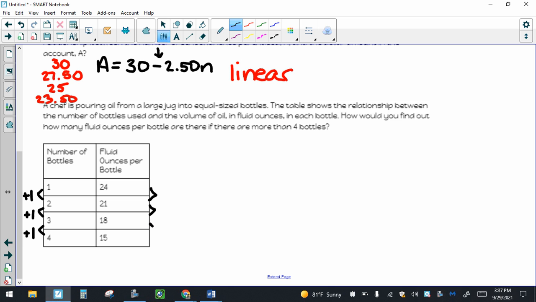Let's figure out what it's doing on the y side, on the other side. 24 to 21 to 18 to 15, what is that doing? Well, that's minusing 3. So if I wanted more than 4 bottles, if I wanted to add another row down here and say, hey, what if I had 5 bottles? I could keep continuing this pattern, minus 3 again, it would be 12 ounces per bottle. And if I wanted to find out 6, I could continue this pattern again and it would be 9. Right? So how would you find out how many fluid ounces per bottle? This is keep subtracting 3.